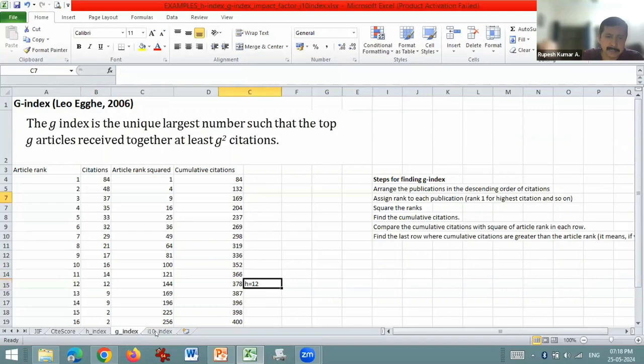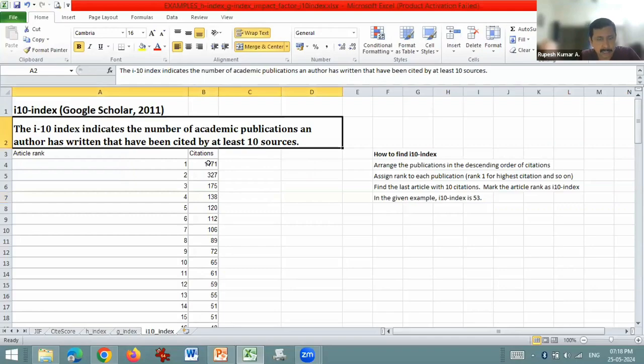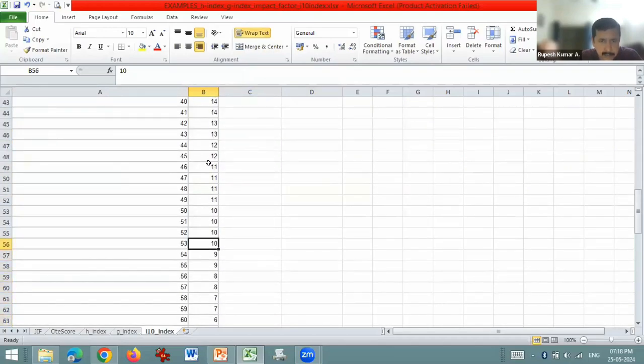Now, the third author level impact metric is I-10 index. Perhaps the simplest of all the research metrics is I-10 index, which is the value equal to the number of publications with at least 10 citations. So let us find out. I have already sorted this in descending order. Let us find out the last row with 10 citations. Okay, last row with 10 citations, that is 53. So 53 is the I-10 index of this author. This is used only by Google Scholar. That is the number of publications with minimum 10 citations. I-10 index is 53.